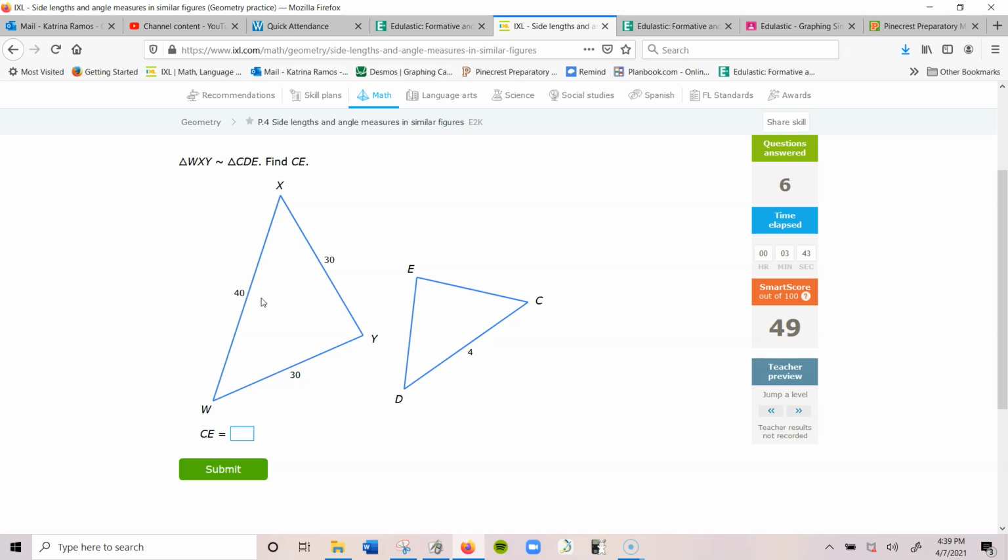Now here I'm trying to find the length of CE. CE corresponds with WY, which is this 30. Now what we're given here in this triangle is CD, which is 4. CD corresponds with WX, which is 40. In order to get from 40 to 4, we would have to divide 40 by 10. So that means that the similarity ratio is 10. So if I want to find CE, I take the one here, CE, which is WY, which is 30, and divide by 10, which is 3.